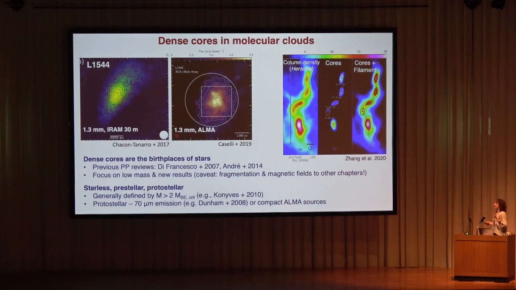So one of the big things that came up since the last Protostars and Planets, of course, is this knowledge that cores, particularly these star-forming cores, are primarily found in filaments. And another, which is very important to understanding how they grow and evolve. And then also that we have many interferometers that can start probing the structure of these starless cores and protostellar cores on very small scales and multiple tracers.